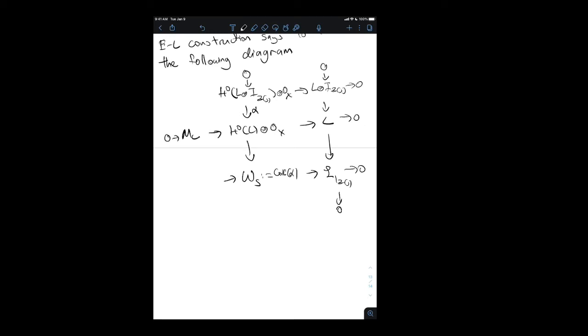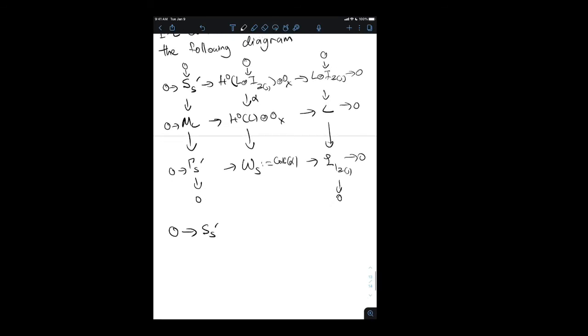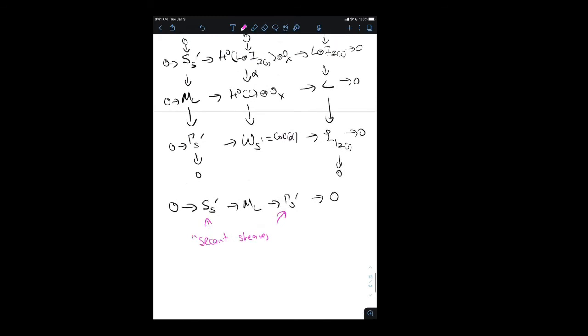where in the middle, we have by definition this bundle M_L, whose cohomology of wedges of it controls the syzygies of the K3. And then we have these kernel bundles of these other guys. So let's call this first kernel S prime. And let's call this second kernel bundle gamma S prime. Okay, so then we get a short exact sequence S prime goes to M_L goes to gamma S prime. These guys here are called the secant sheaves. They're defined by this sequence that comes up naturally associated to S, and they're defined by Ein-Lazarsfeld.